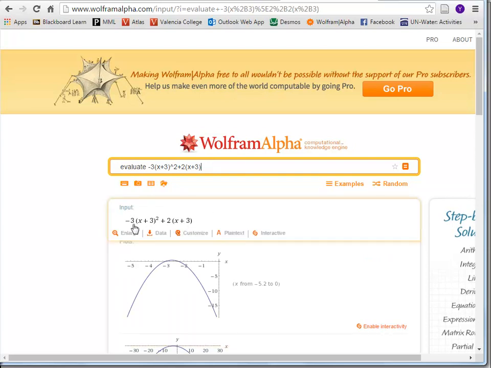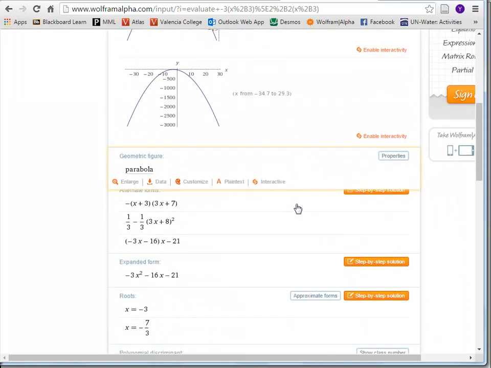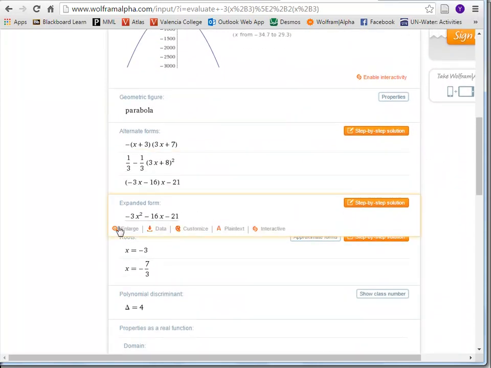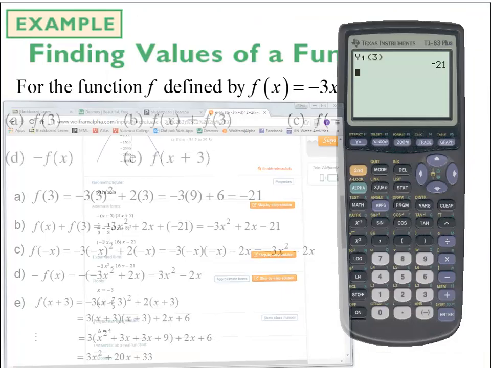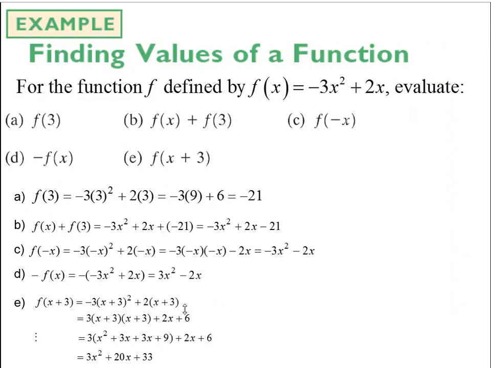I'm pretty sure this will work. Oh yeah, all right, so we can see that it's typing in for me, but did it simplify the result for me? Look at that. It did simplify the result for me. So negative 3x squared minus 16x minus 21. Is that the same answer that we got? All right, so look, check it out. That is not the same answer.